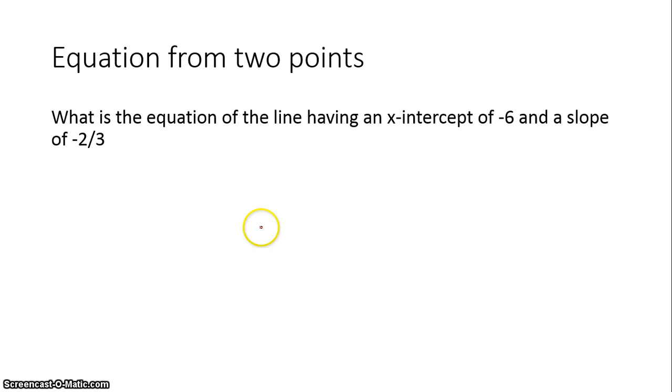Here's another example. What is the equation of the line having an x-intercept of -6 and a slope of -2/3? Well, this is actually a little bit easier than what we just did. Why? Because they already gave us the slope. The slope is -2/3. So, given the equation y equals mx plus b, our slope represents m, so I can go ahead and plug that in.